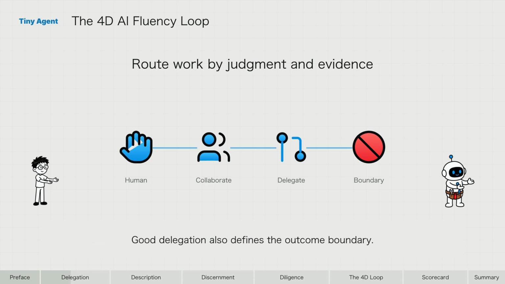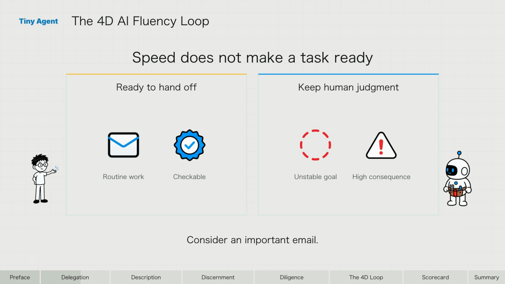Good delegation also defines the outcome boundary. State what success looks like, what the AI may access, which actions are allowed, when it must stop, and what evidence it must return. Autonomy without a boundary is just hidden interpretation. Consider an important email. AI can draft alternatives or improve clarity, but you may keep the decision, relationship tone, and final send.